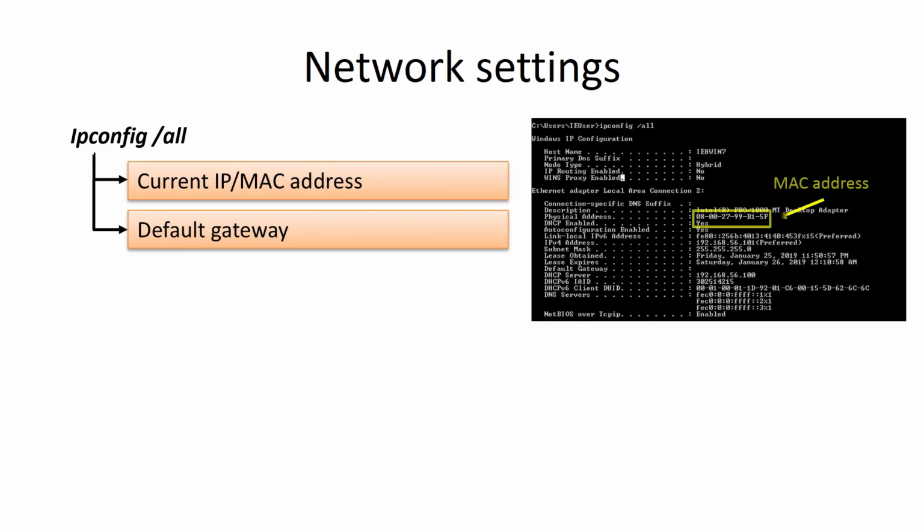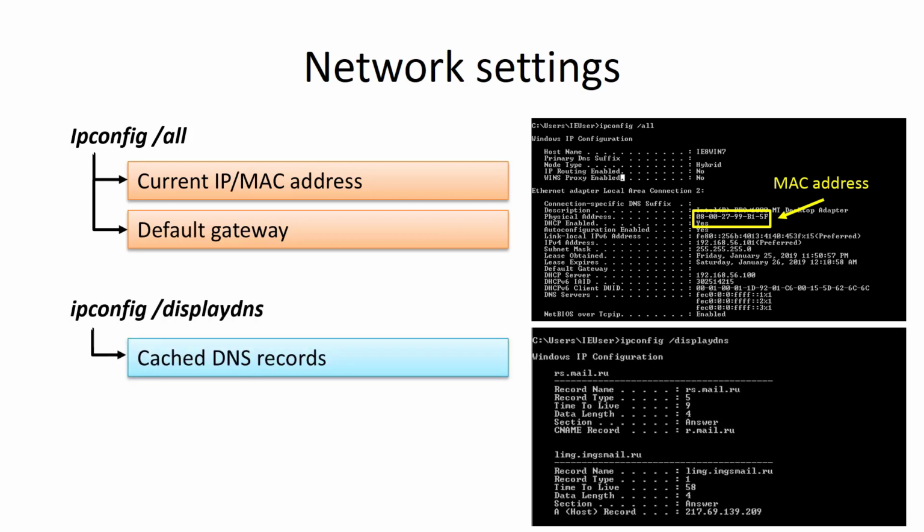Okay, let's check the network configuration with the ipconfig command. Here you can see IP addresses and available interfaces. It is also useful to know cached DNS records. From these records we know which websites were visited by the user. Besides, if it is a corporate computer, you will also see corporate websites which are not available from the internet.